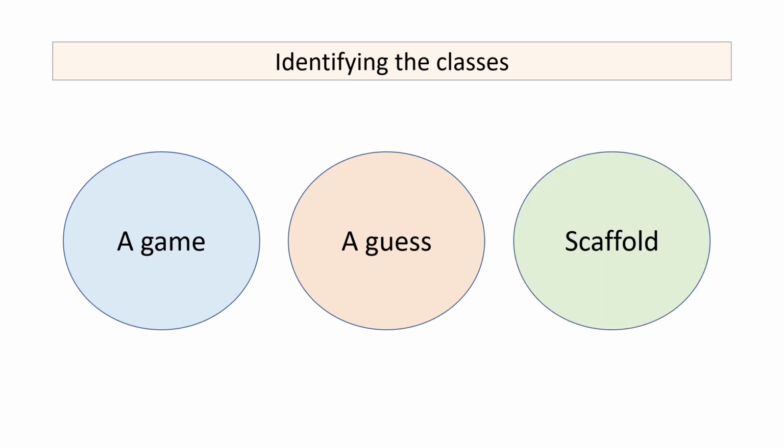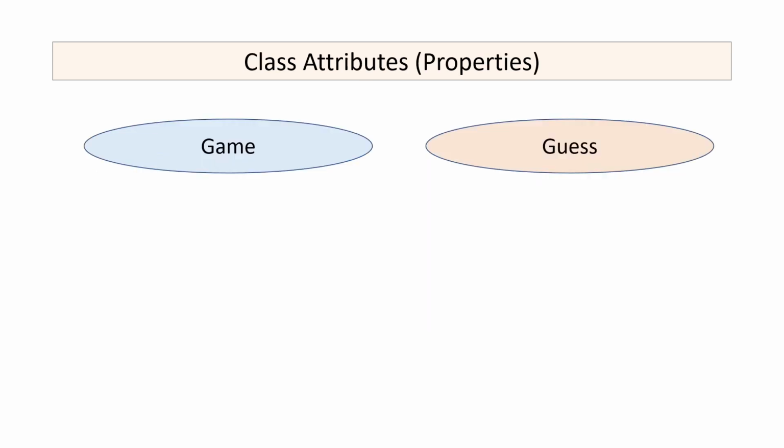And the third obvious class, which we won't be considering, is a scaffold. So if we had a user interface, we'd have to find some way of maintaining the drawing of the scaffold, which would involve adding shapes and seeing whether it was finished at any stage. So we're going to focus on the first 2 classes, and what I want to do now is to look at the attributes or properties of them.